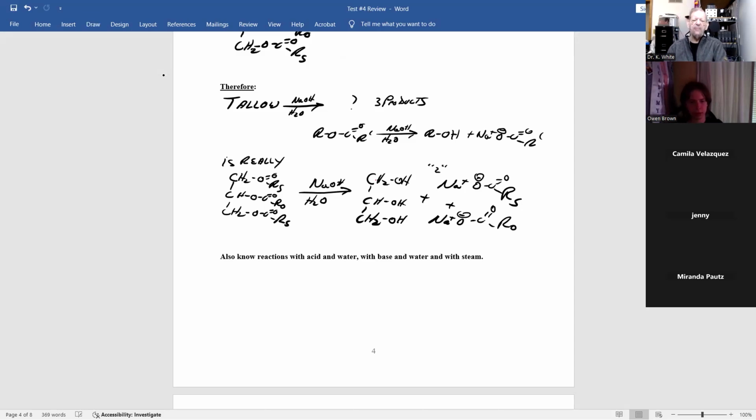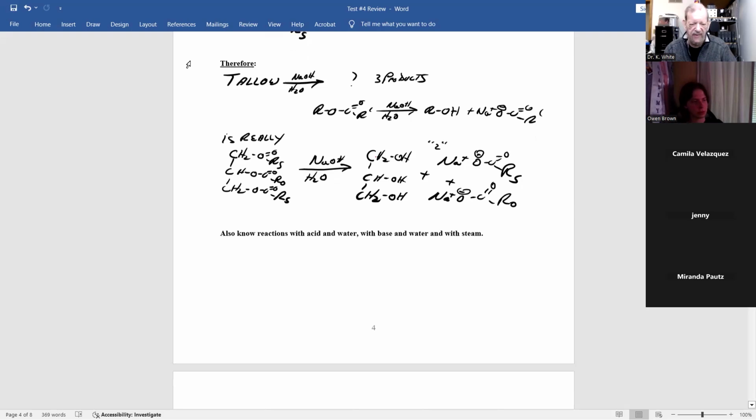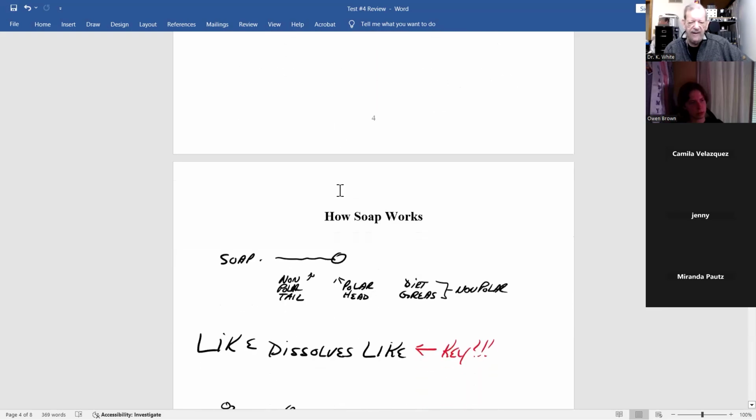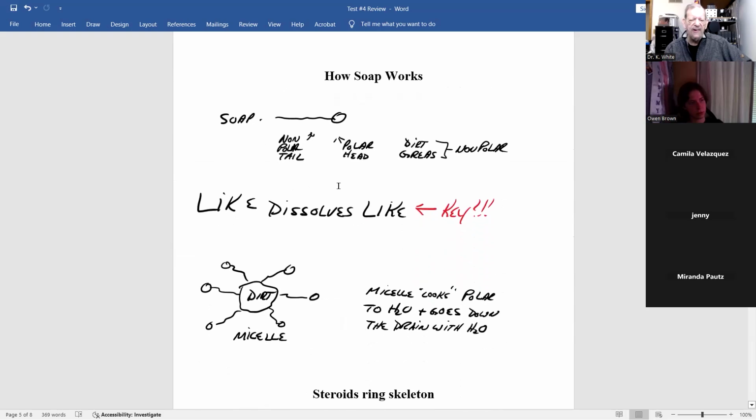But those would be the three different products. When you get two of something, it's not a different product. You should know how to take tallow, white grease, and yellow grease, and react them with acid and water, instead of NaOH and water, and with steam. Now, in this area, an important thing you should know. I better be subtle about this.